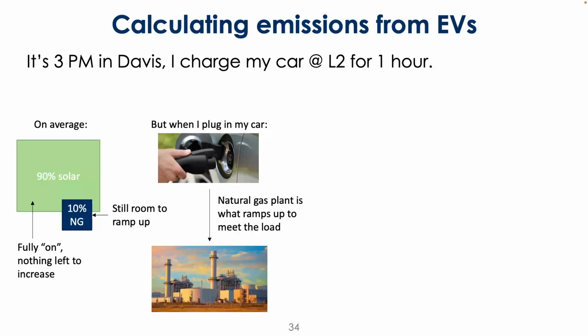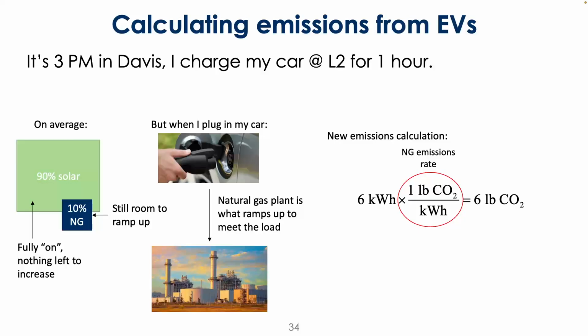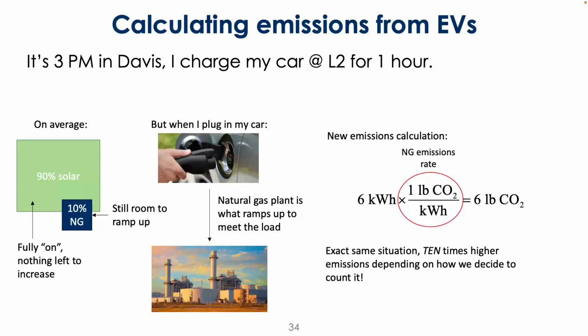So that changes our calculation, right? Because now we're basically saying all of the electricity is coming from the natural gas plant. And so the calculation is 100% coming from natural gas, and we have our natural gas emissions rate of 1 pound of CO2 per kilowatt hour, and that yields 6 pounds of CO2. So compare, this is the exact same scenario as the previous slide, but this emissions is 10 times higher, right? In the previous slide, it was 0.6 pounds. In this slide, it's 6 pounds.